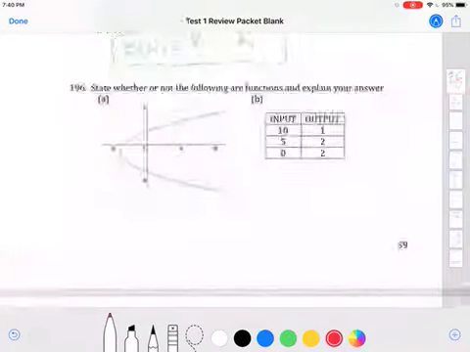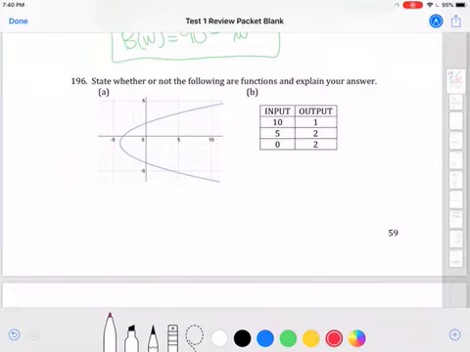All right, next one with functions. 196 says state whether or not the following are functions and explain your answer. To figure out if a graph is a function, you have to do the vertical line test. If the vertical lines can be drawn through your graph and only touch the graph once, it is a function. If you draw vertical lines through your graph and it touches more than once, it is not a function. So I'm going to start by just drawing a vertical line anywhere on my graph. And I notice right away that it touches at 2 points. Because it touches at 2 points, that means it is not a function.